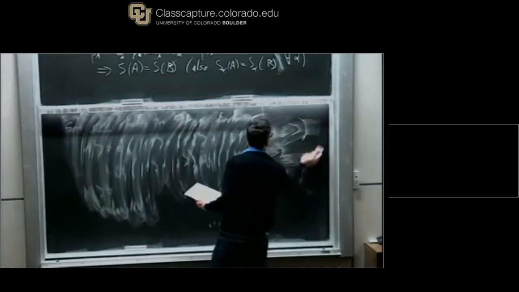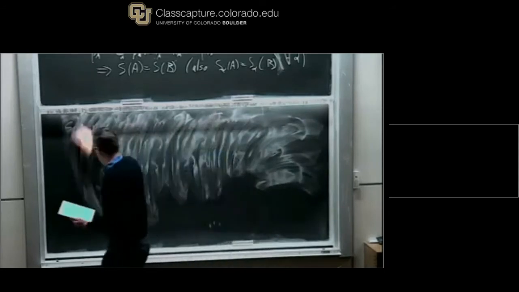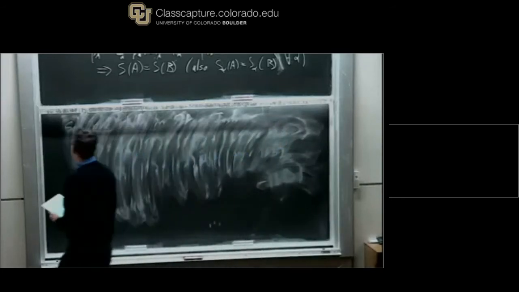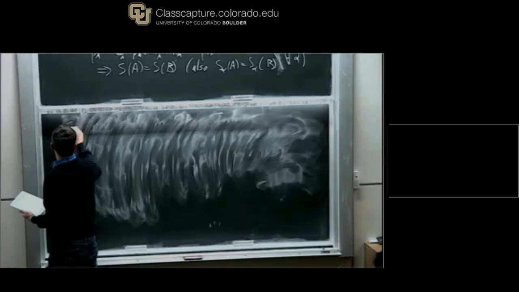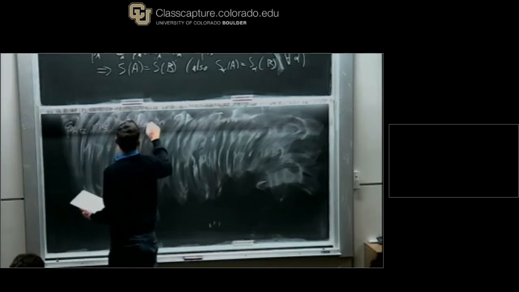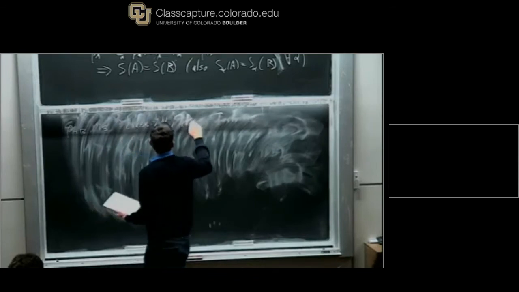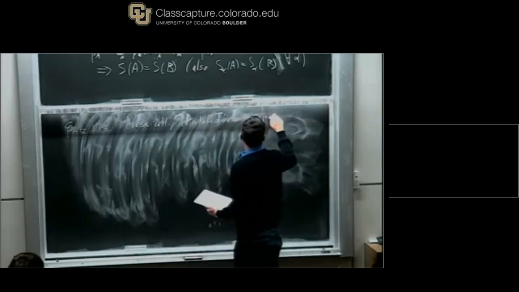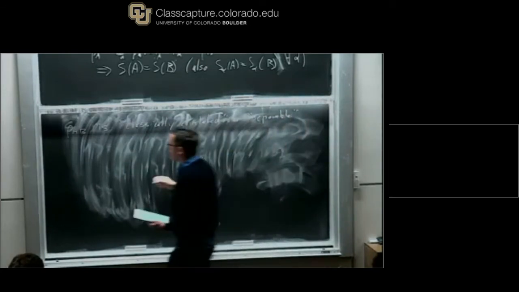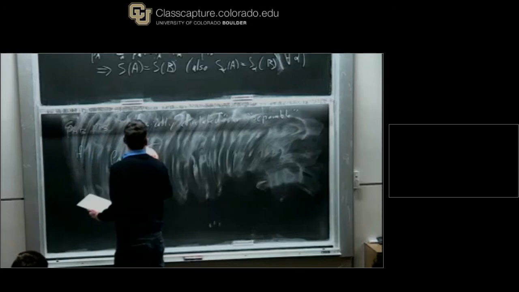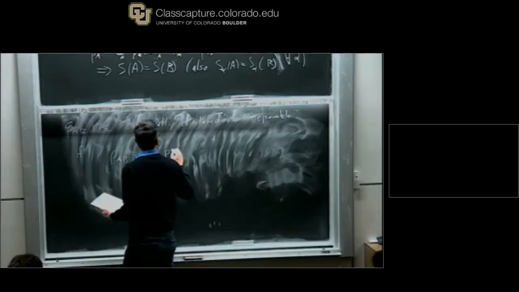What do I mean by correlated in this context? I only defined entangled for pure states. Let me define classically correlated. Rho_AB is classically correlated, also called separable, if it can be written in this way as a convex combination of product states.